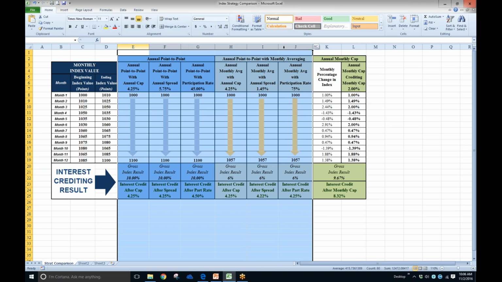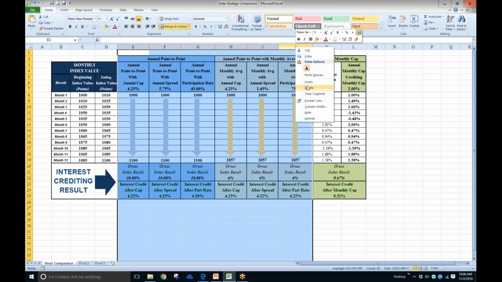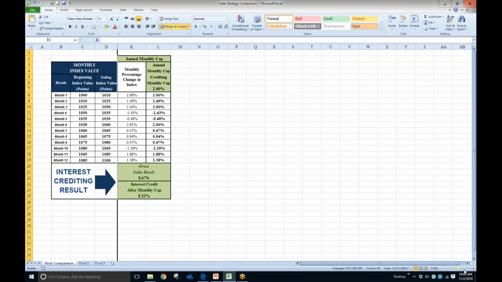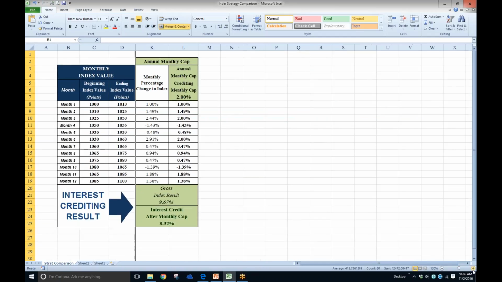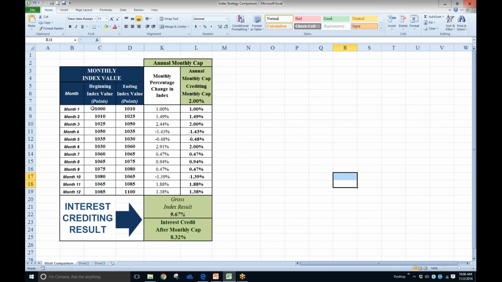Okay, now let's look at our spreadsheet. So let me hide these ones. And I'll blow this up a bit for you. So this is the scenario we just looked at. In fact, this is why on this side I have beginning and end monthly values. Because remember, when we were looking at annual point to point and averaging, we really didn't care about that. We just cared about the beginning. Okay, that's why this is on this spreadsheet.